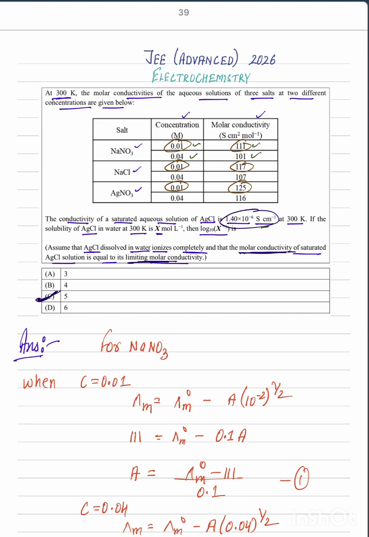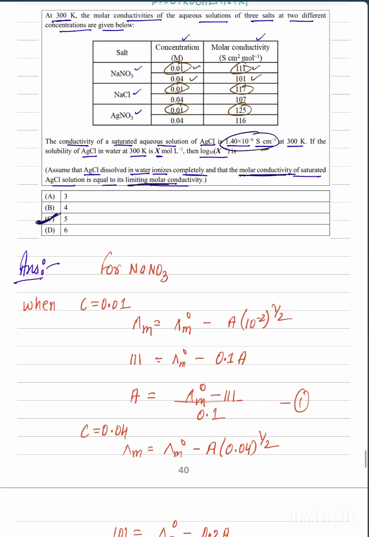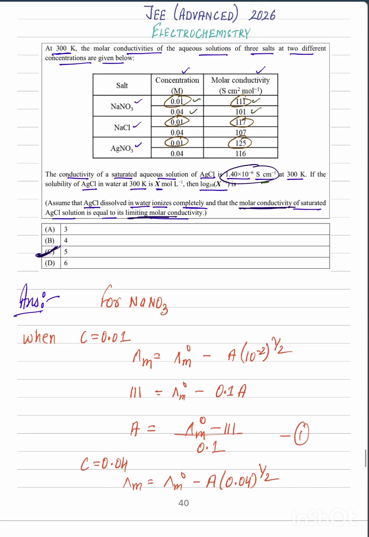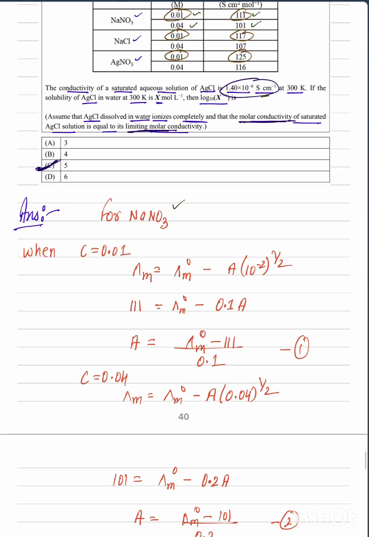How to do it? I have solved the question. So what we have to do is first take the salt NaNO3. For NaNO3, when the concentration is 0.01, we can use this equation. This equation is known as the Debye-Huckel-Onsager equation, which applies only to strong electrolytes, and we know that NaNO3 is a strong electrolyte.